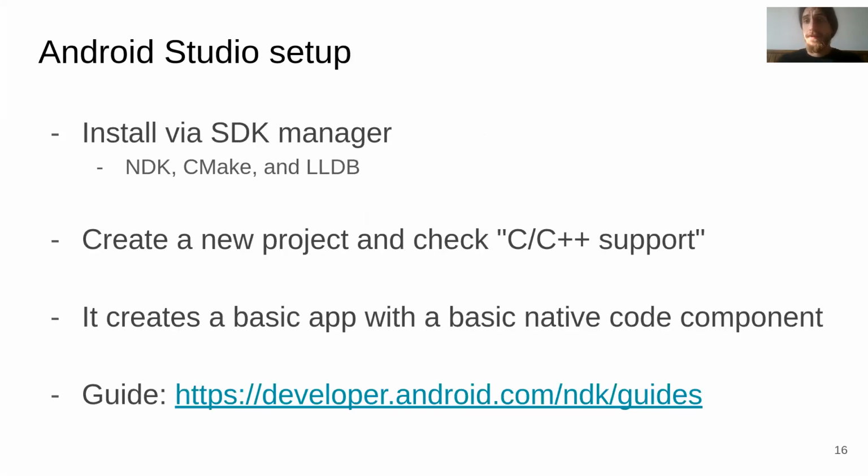All right, in terms of setting up Android Studio, you go to the SDK manager. That's one we have seen at the very beginning. And then you need to click on NDK, CMake, LLDB, and then install them. And then you can create a new project with C++ support.